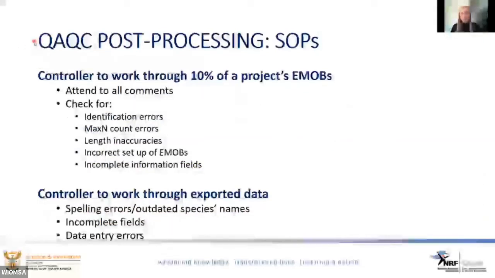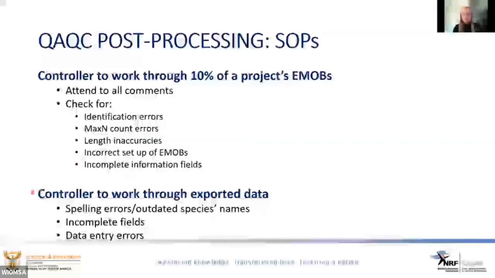Okay, post-processing, so this is once the EMOBs have been created for all the samples, the controller should work through about 10% of the EMOBs, and based on the number of errors, make a decision to either ask the analyst to redo the EMOBs, or to get more training and redo the EMOBs, or continue, if it's a reasonable amount of error. So basically for beginners, we allow 60% minimum error, whereas for more experienced analysts, we allow 30%. So basically the controller should work through all the EMOBs, attend to all the comments, and check for any ID errors, max n count errors, length inaccuracies, incorrect setup of EMOBs, and incomplete information fields.